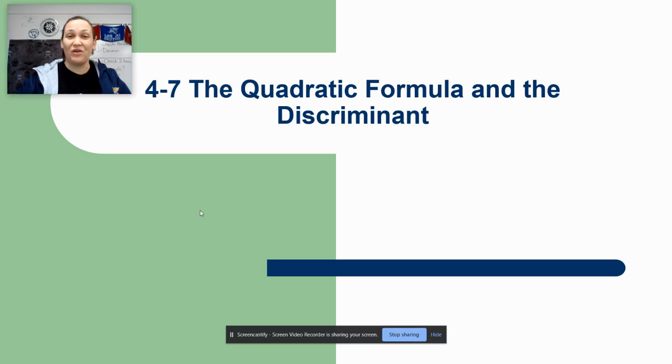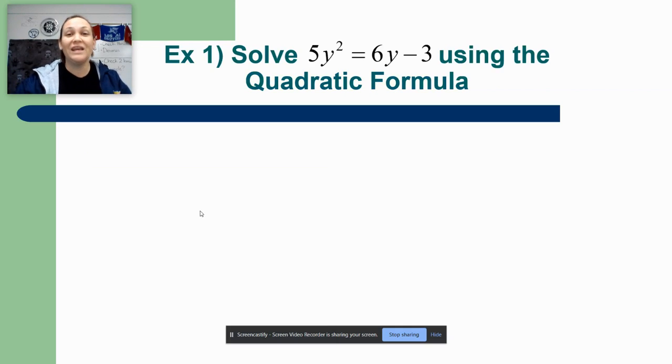So today we'll be going over the last two types of answers that you can get, which is imaginary and then a double root. So that'll be every type of answer you can get when solving using quadratic formula. Here is our first example.